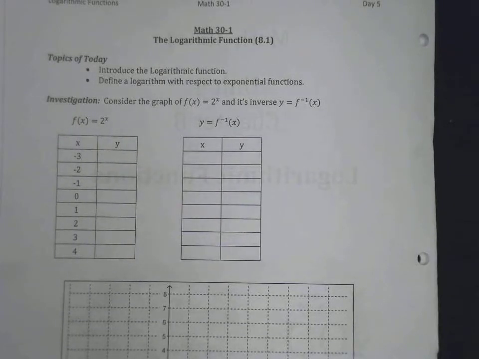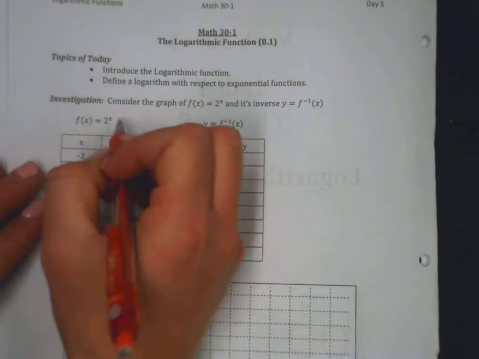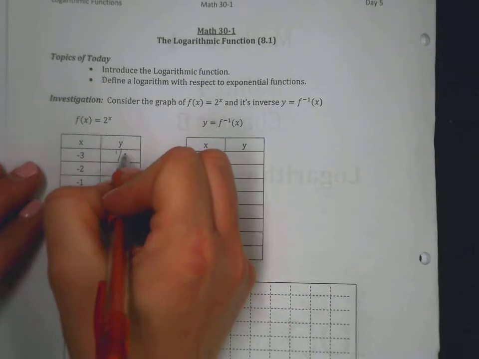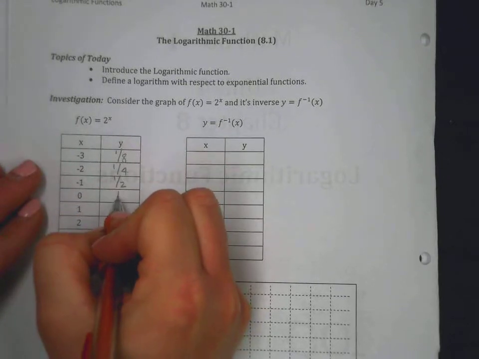So as an investigation, we're going to consider the graph of f of x equals 2 to the power of x, and then we're going to consider its inverse to that graph, which is y equals f negative 1 of x. So if we were to set up this table of values, we graphed this as our base graph a couple days ago. 2 to the negative 3 gives us a value of 1/8, 1/4, 1/2, 1, 2, 4, 8, 16. So we have a good idea of what this exponential base graph function looks like.